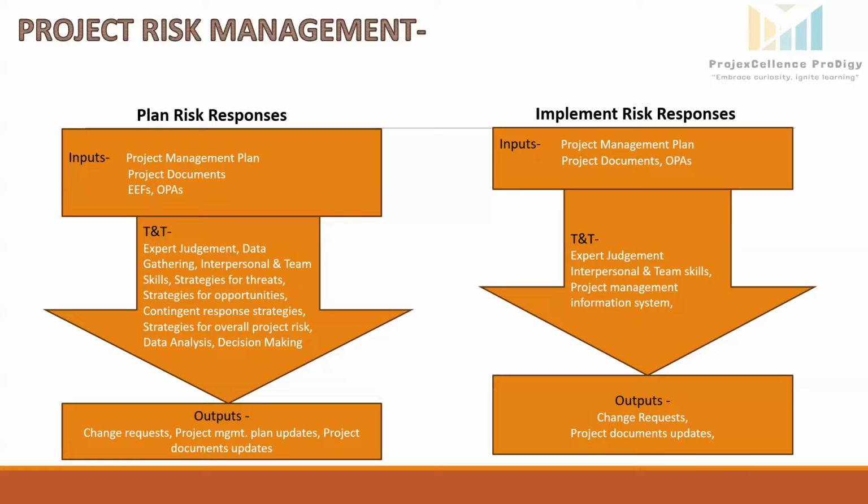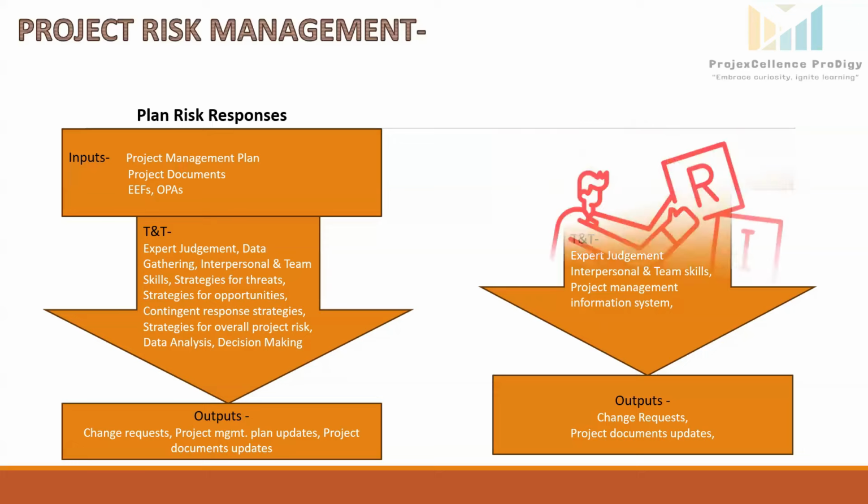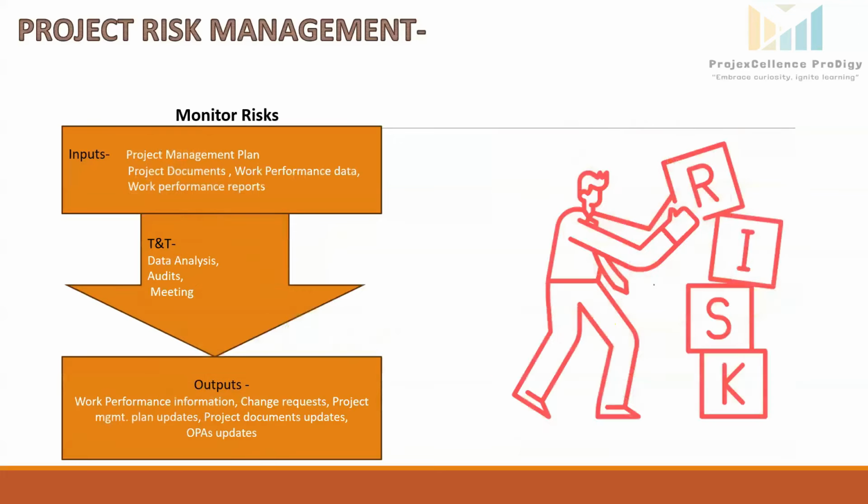Outputs, change request. If risk responses impact cost, schedule, or other project elements, so change requests are made and reviewed through the change control process. Project document updates. So issue log, lessons learned register, project team assignment, risk register, risk report. All these documents will be updated based on the implement risk responses process. The last process is monitor risk.